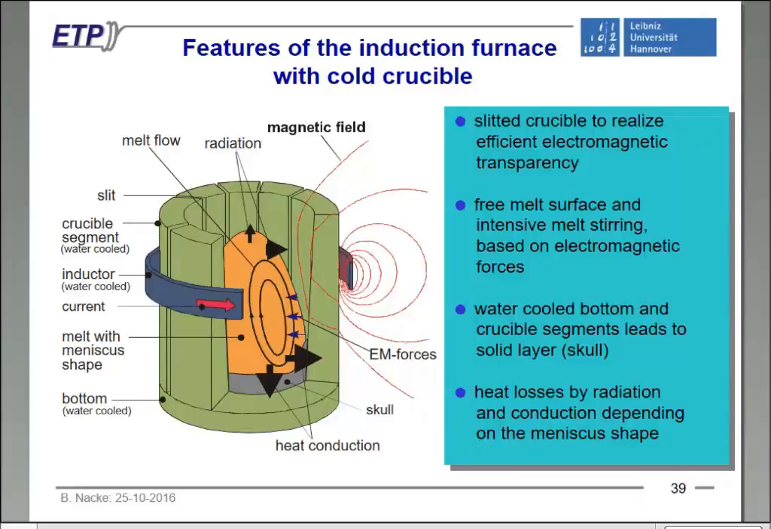So we have a slitted crucible. We have a strong steering, typically, of the melt inside. We have a strong meniscus of the melt inside. Also, the bottom is water-cooled, and this means that here we have contact with the bottom, so we generate a so-called skull, a solid layer between the melt and the water-cooled crucible. And of course, we have to take into account that we have a lot of heat losses by radiation and especially by conduction here in the bottom area. So the efficiency of such a cold crucible is not comparable with a classical induction crucible furnace.